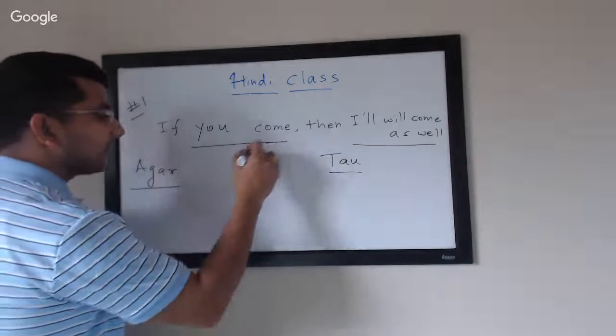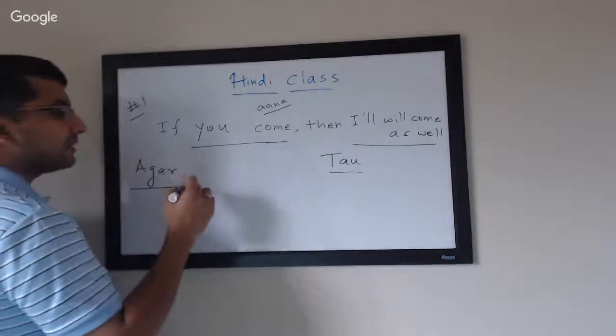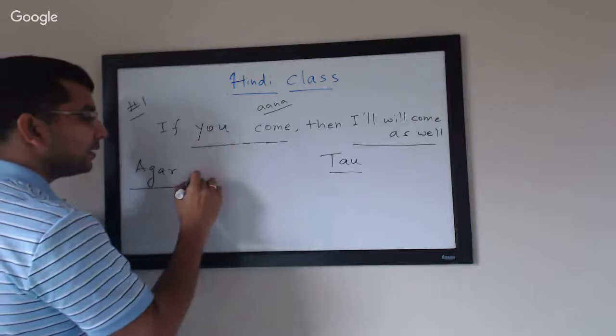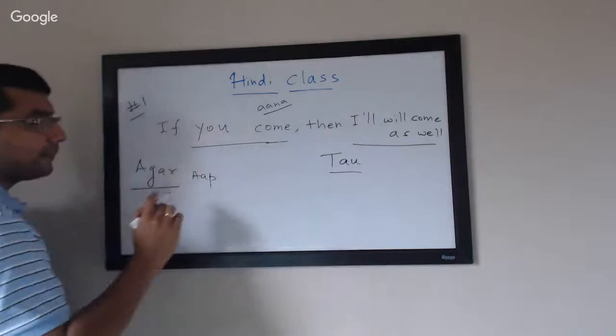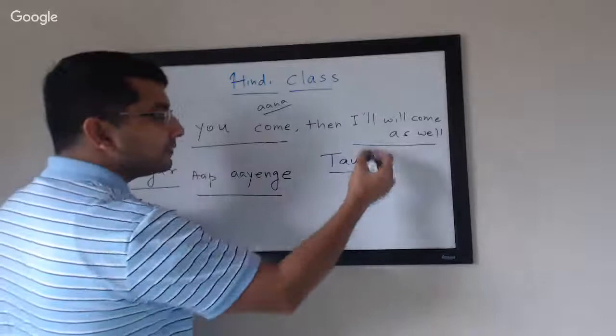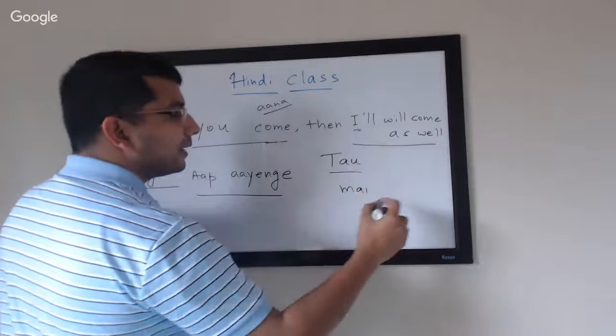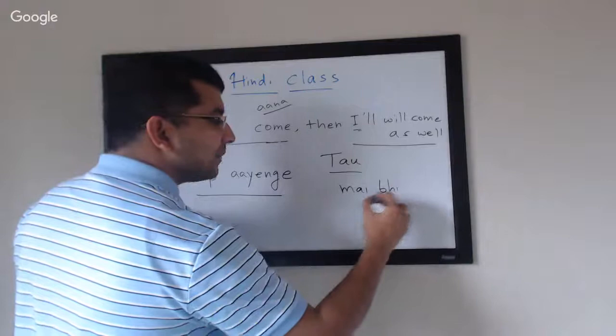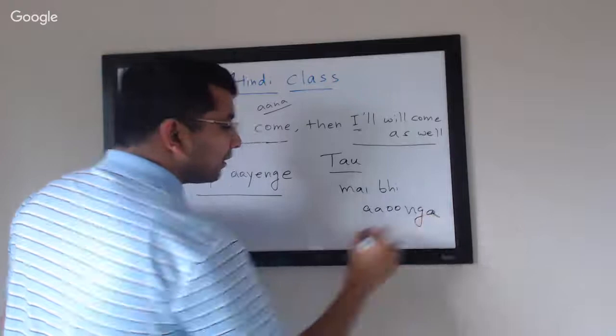Okay, so what we will say in future indefinite, you will be saying agar aap. Aap, you is aap, okay? And to come is aana, but in future indefinite it will be agar aap aayenge. Agar aap aayenge, then I will come as well, okay? I is main. So now because I have as well, here as well, so main bhi aaunga. Okay, so I'm gonna write it again to make sure it is clear.